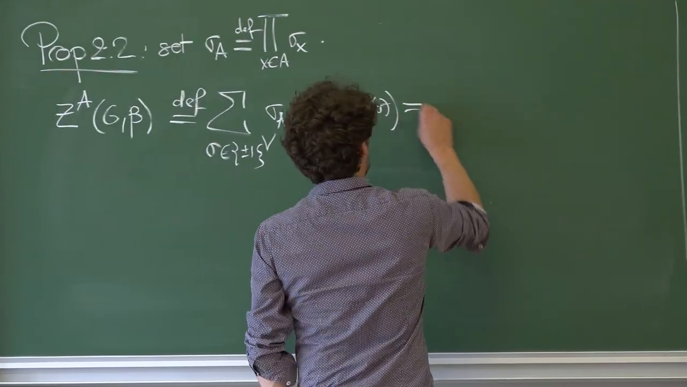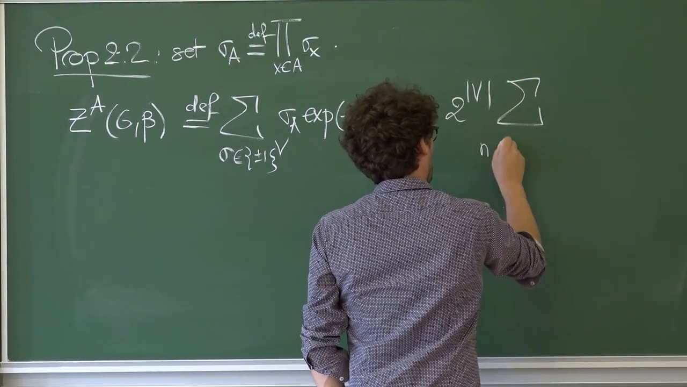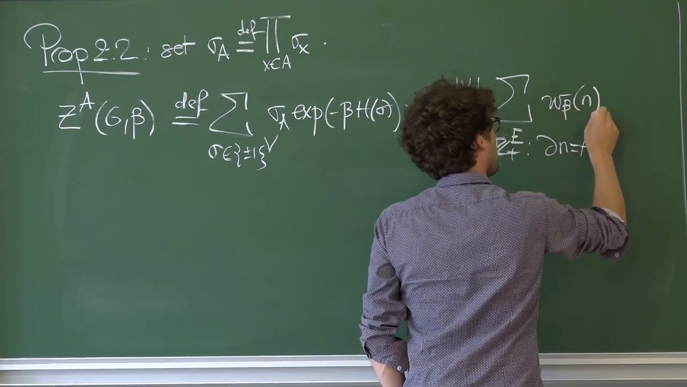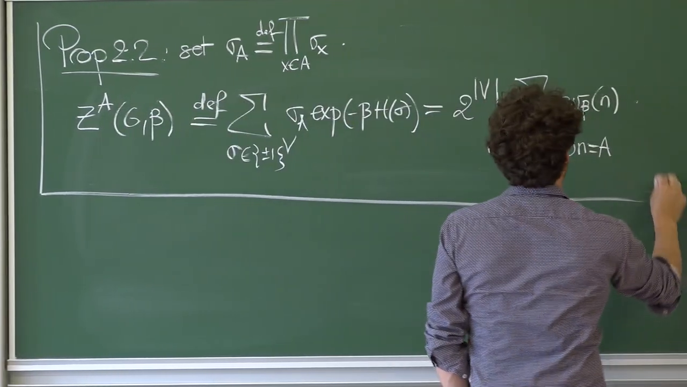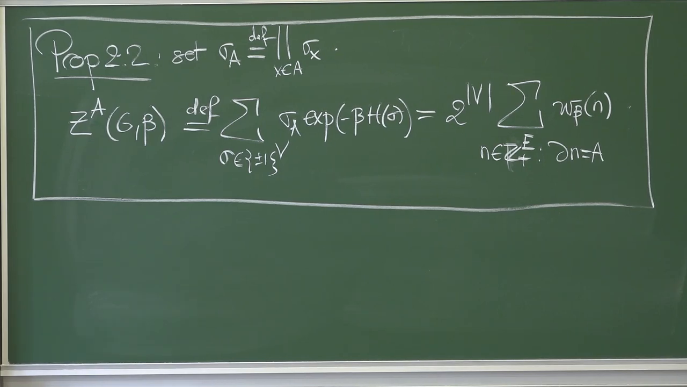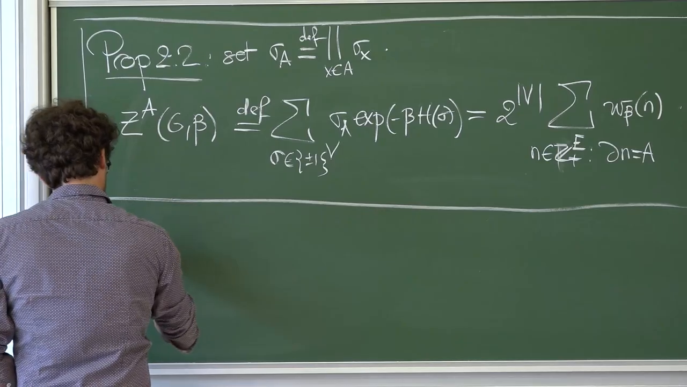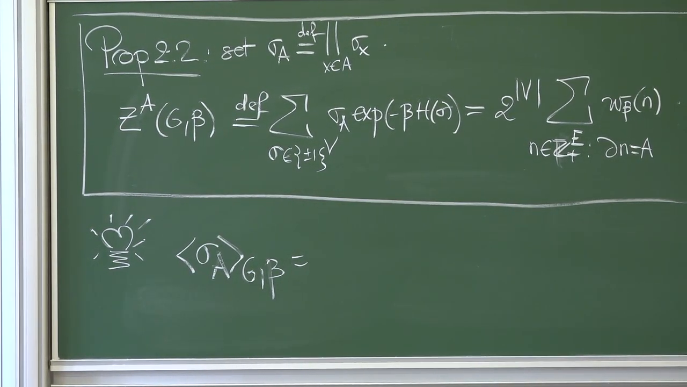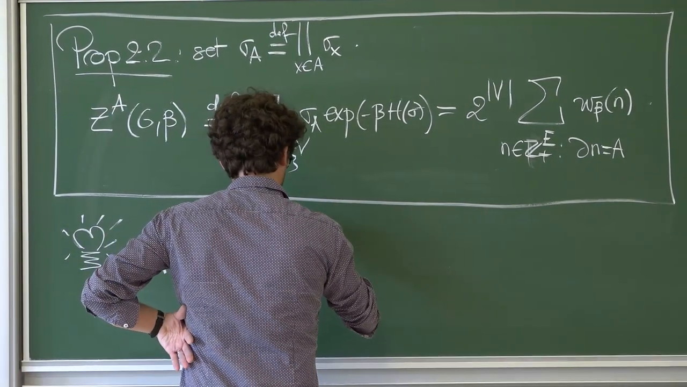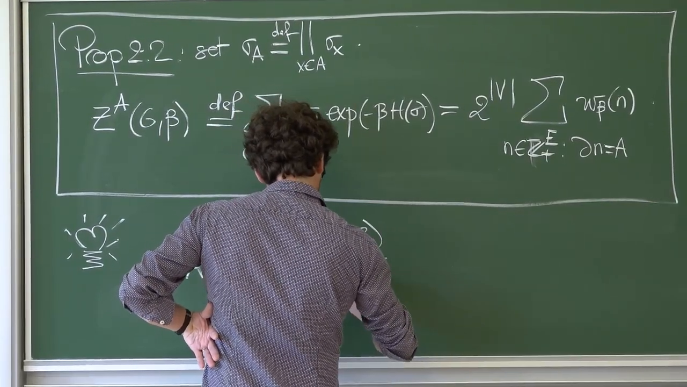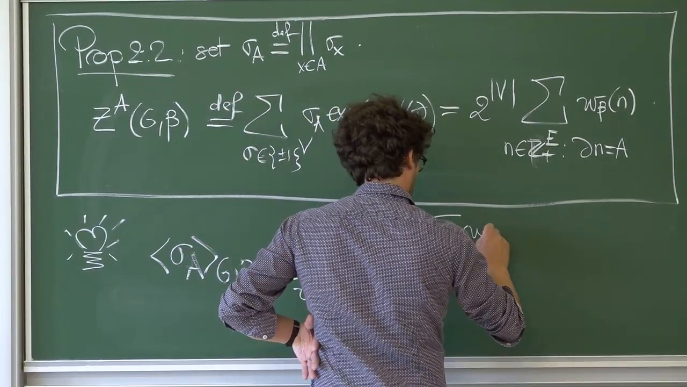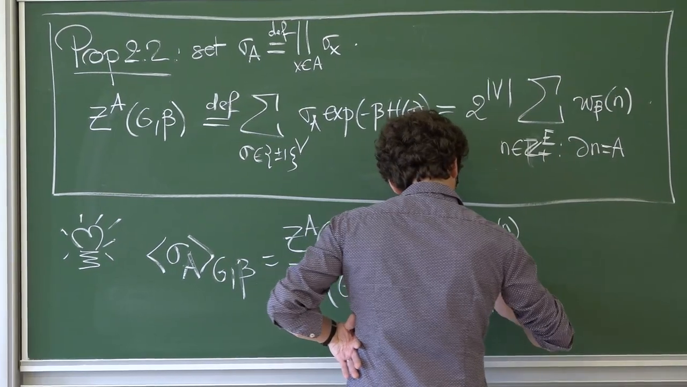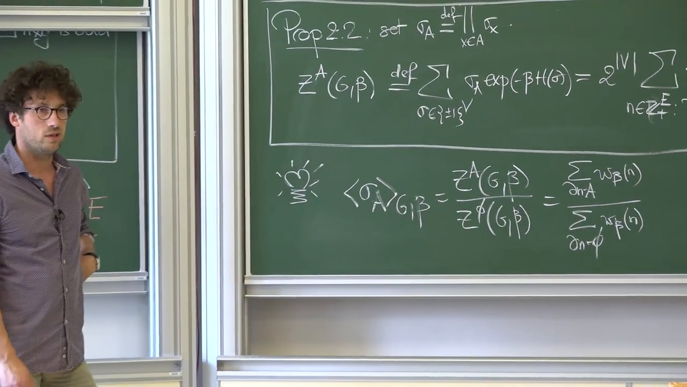What I claim is that this is equal to 2 to the number of vertices times the sum over currents such that the set of sources is A of W beta of n. So I can rewrite this quantity like that. In particular, if I look at the correlations of the spins in A, then this is Z A G beta over Z empty set G beta. This is just the sum of W beta of n when I sum over currents with sources A, over the sum of W beta of n when I sum over sourceless currents.